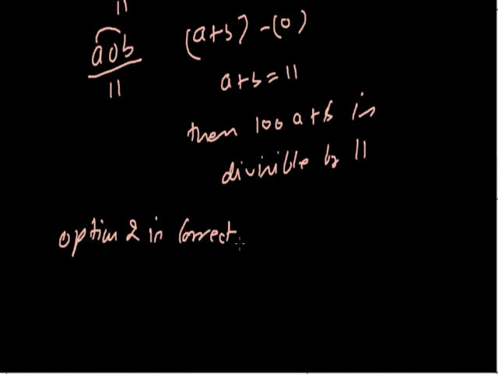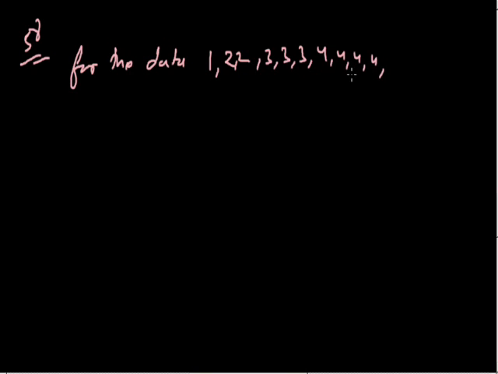Now we move to the next question, that is question number 58. In question number 58, for the given data, 1 coming 1 time, 2 coming 2 times, 3 coming 3 times, and 4 coming 4 times, and so on. At the end we get 9 occurring 9 times.